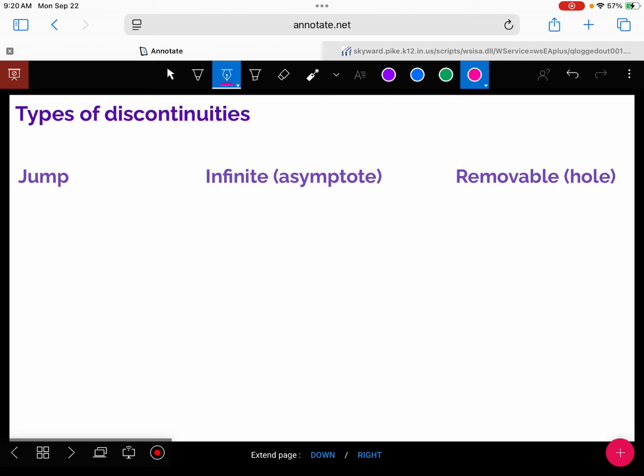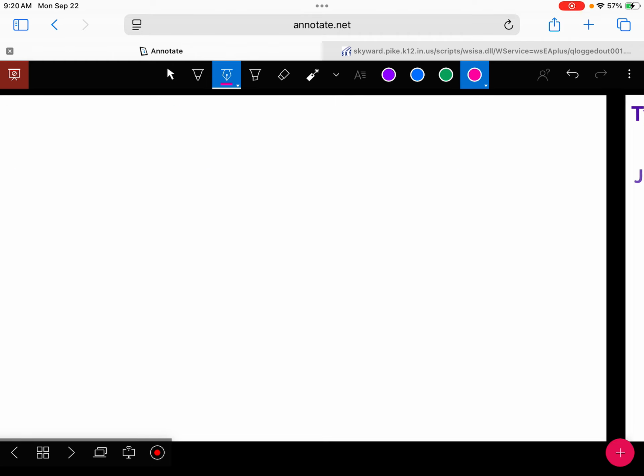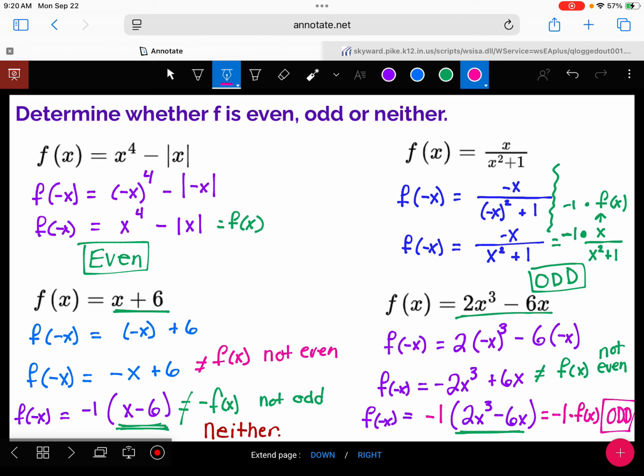We'll have jump discontinuities. Yes, dear. You said to the bathroom? Yeah. How would you pass? Oh, back a slide. Yes. Sorry, I thought if you could go to the bathroom. Yeah, no worries.